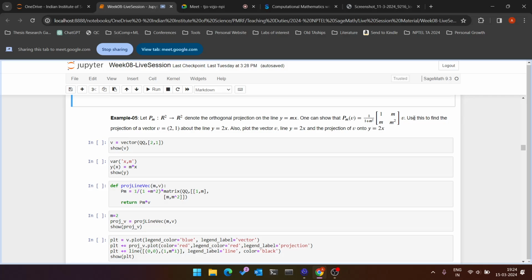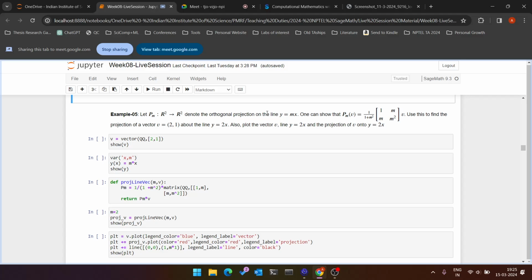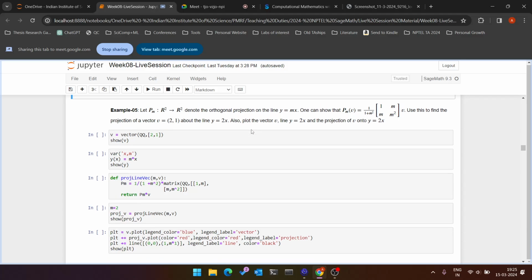And now we have been told to find the projection of the vector 2 comma 1. So Pm going from R square to R square denotes the orthogonal projection on the line y is equal to mx, and we have been given that the projection Pm for a vector v is basically the product of a 2 by 2 matrix with the vector v. Next, we have been given a vector v equal to 2 comma 1, and we have been asked to find its orthogonal projection about the line y is equal to 2x, and then plot the vector, the line, as well as the orthogonal projection.